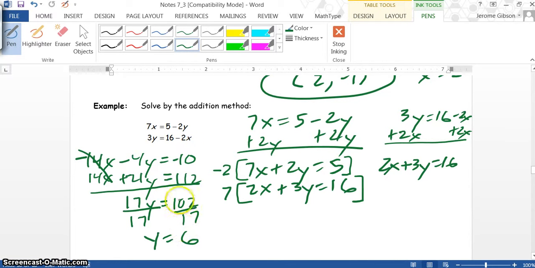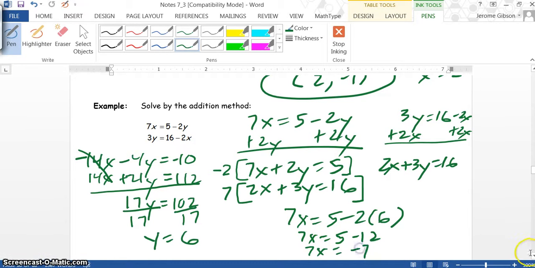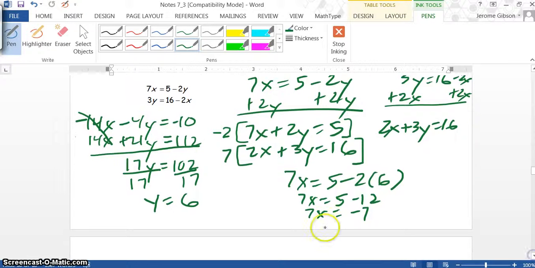So now we need to go back to one of these two original equations and substitute in 6 for y. I would suggest let's do the top equation here. So we would take 7x is equal to 5 minus 2 times 6. So 7x is equal to 5 minus 12. So 7x equals negative 7. Then we divide each side by 7. And x is equal to negative 1. So our final answer would be the ordered pair negative 1, 6.